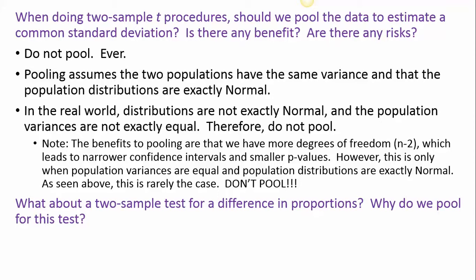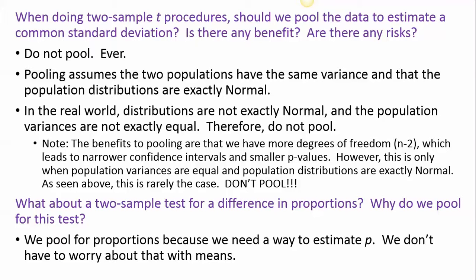What about a two-sample test for a difference in proportions? Why do we pool for this test? So this is what we learned in 10.1. We pool for proportions because we need a way to estimate p. We don't have to worry about that with means.